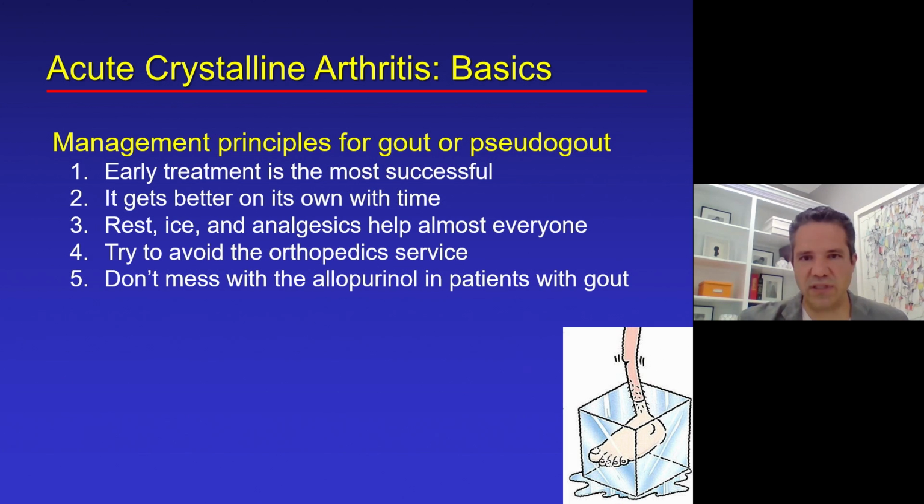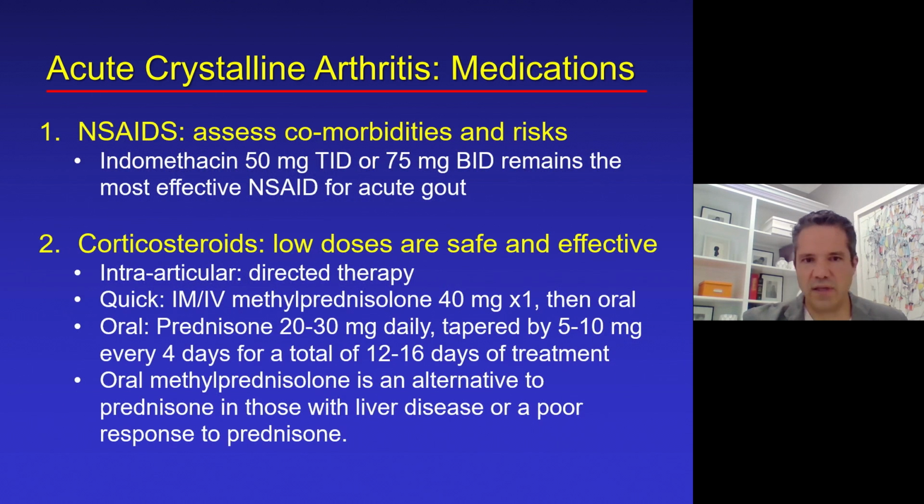Rest, ice, and analgesics are often helpful. You try to avoid the orthopedist, and then you don't mess with the allopurinol if it's a gout attack, even though you kind of stick with whatever they normally are taking. Indomethacin remains the king of the NSAIDs, non-gendered, the monarch of the NSAIDs for patients who can tolerate them.